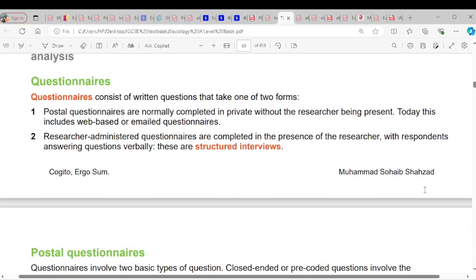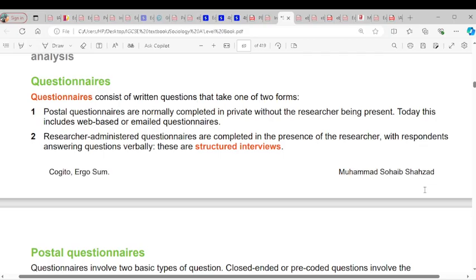A questionnaire consists of written questions that take one of two forms. We have the postal questionnaire and the researcher-administered questionnaire, which is the structured interview. So we start with the postal questionnaire. These are normally completed in private without the researcher being present. Today, these include web-based or email questionnaires.